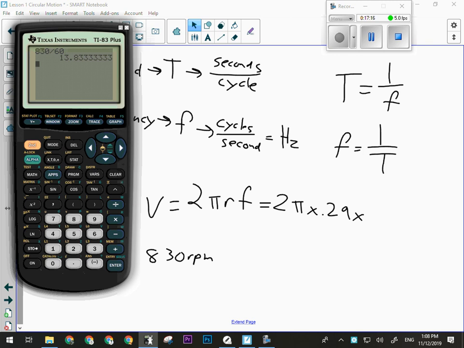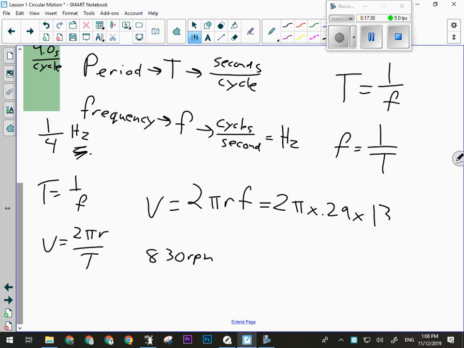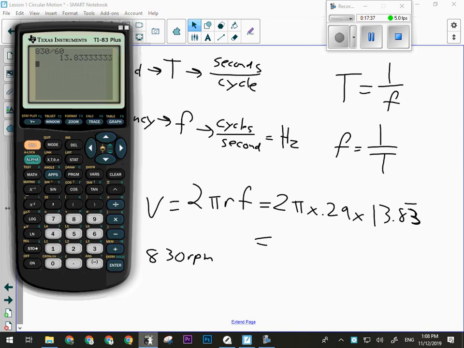All right, so that wheel spins around 13.83 times in 1 second. Okay, fast, that's a lot of spins. So now I've got that, I'm going to punch that in here, 13.83, and we'll get the speed that the wheel is rotating.